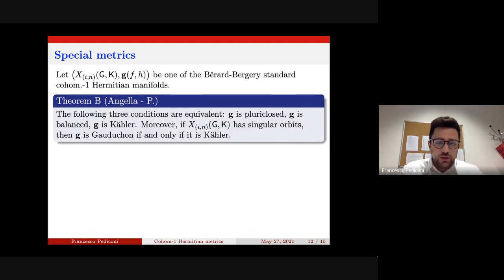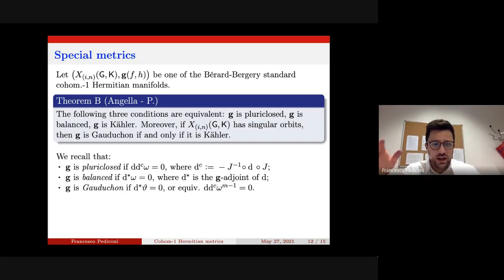So another result in the direction of characterizing special metrics on these spaces is the following. In this setting of metrics on these Bérard-Bergery manifolds, the following three conditions are equivalent. G is pluriclosed if and only if G is balanced, if and only if G is Kähler. Moreover, if the manifold X has singular orbits, then G is Gauduchon if and only if G is Kähler.